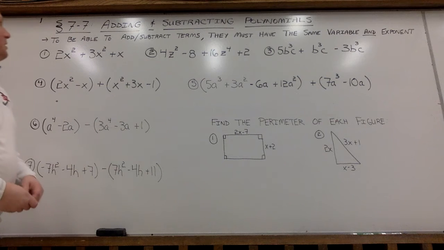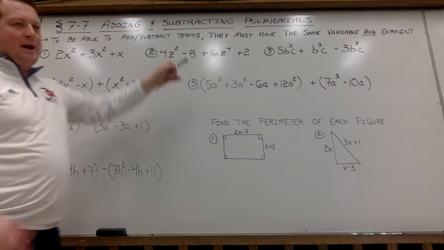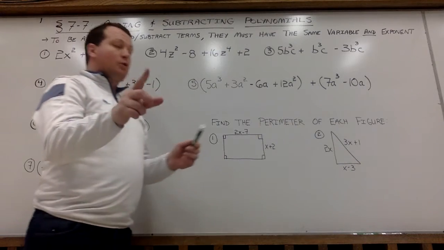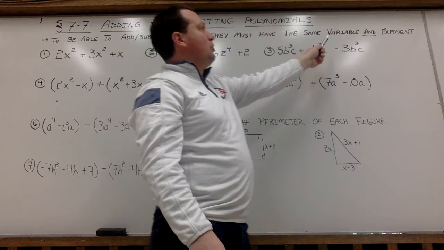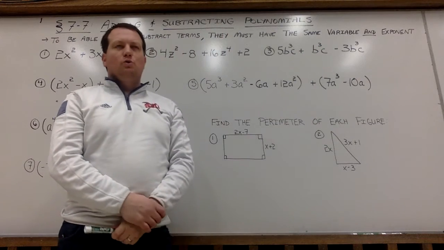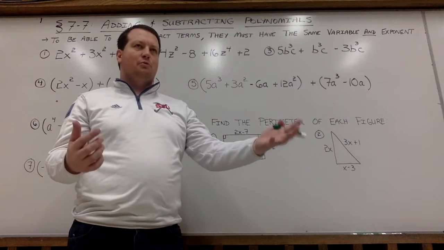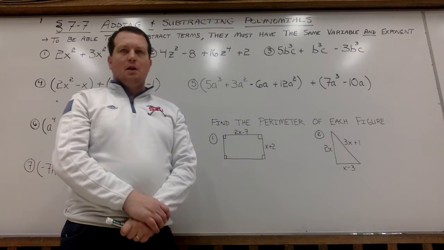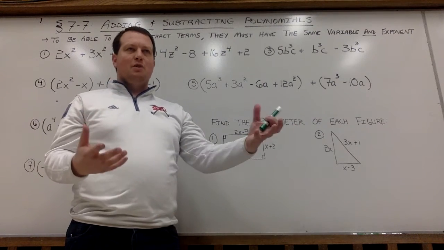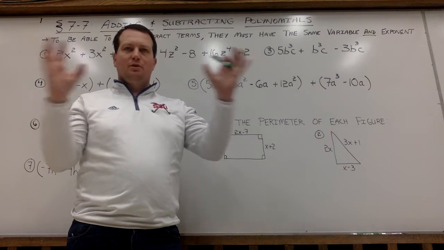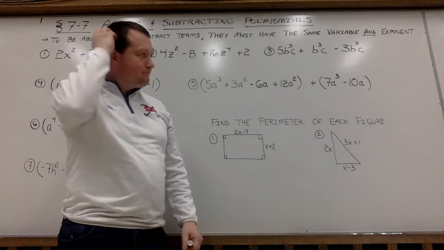Adding and subtracting polynomials is just a fancy phrase for combining like terms, being able to add and subtract terms that are like. In a nutshell, to add or subtract any terms together, they need to have two things in common. First, they need to have the same variable. So I can only add terms like x's and x's. 2x and 3x will give me 5x. If I have 2x and 3y, they're disjoint, separate animals. I cannot put those two together.